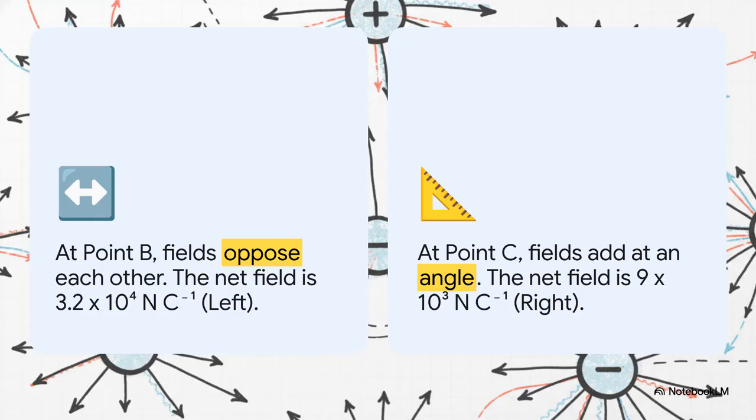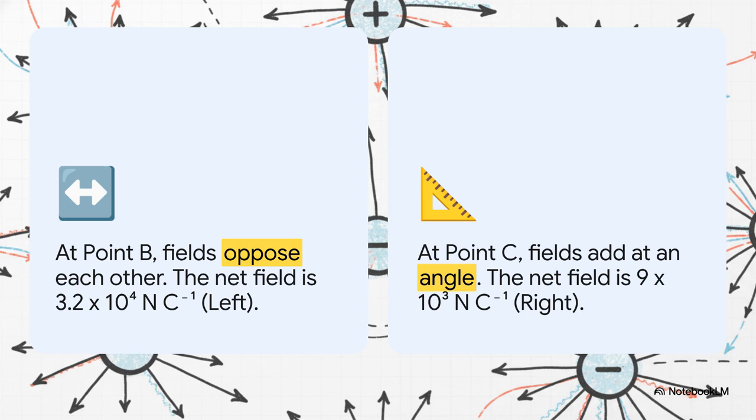Now, what about the other points? This is where it gets really interesting. At point B, the fields are in that tug-of-war I mentioned. The positive charge is closer, so its field pointing left is stronger. The negative charge is farther, so its field pointing right is weaker. They fight each other, so we end up subtracting their strengths.